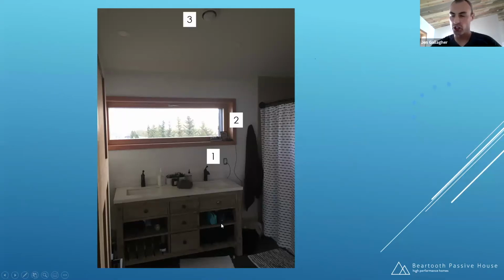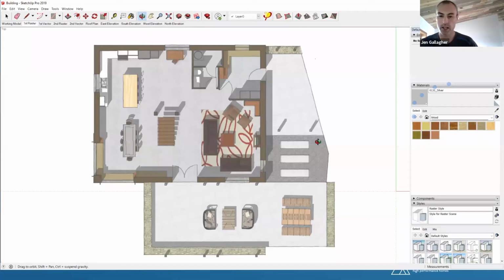air circulation. Great question, Marty. Let's go back real quick to the SketchUp model. Marty asked about our ventilation system. With a passive house, because it's so airtight, you have to ventilate it. We'll get into that in a little more detail. But what you end up doing is you have ports where you supply air and you have ports where you suck air out of the house.